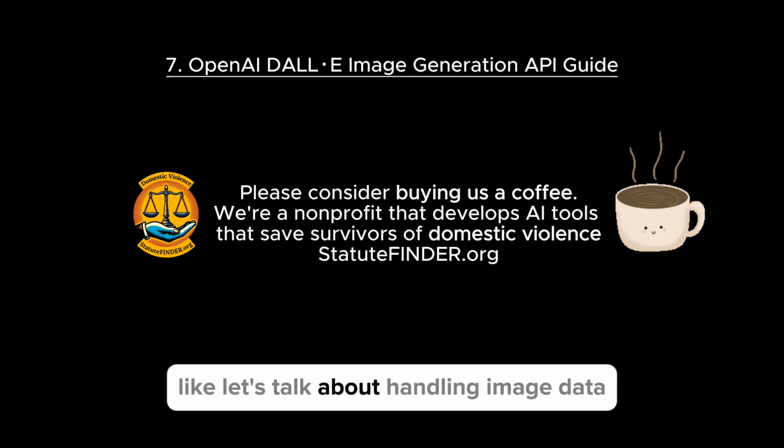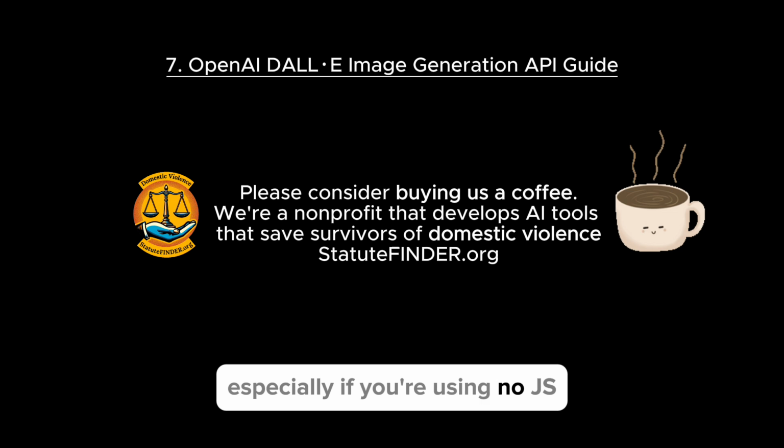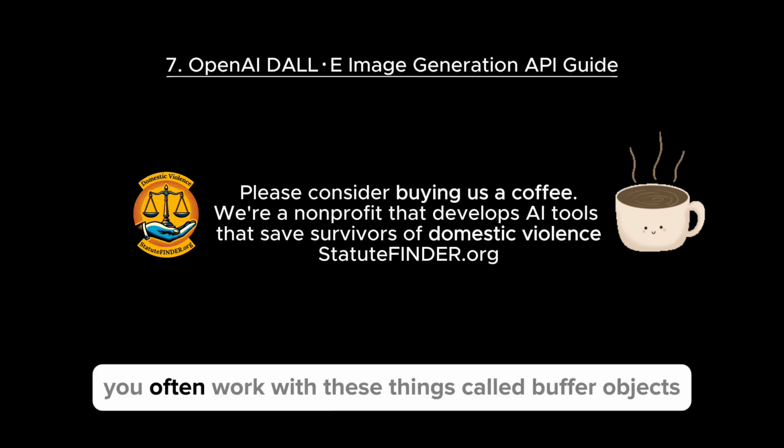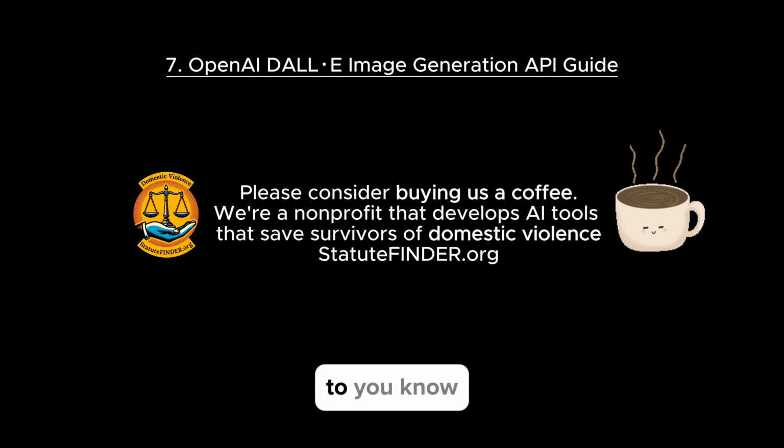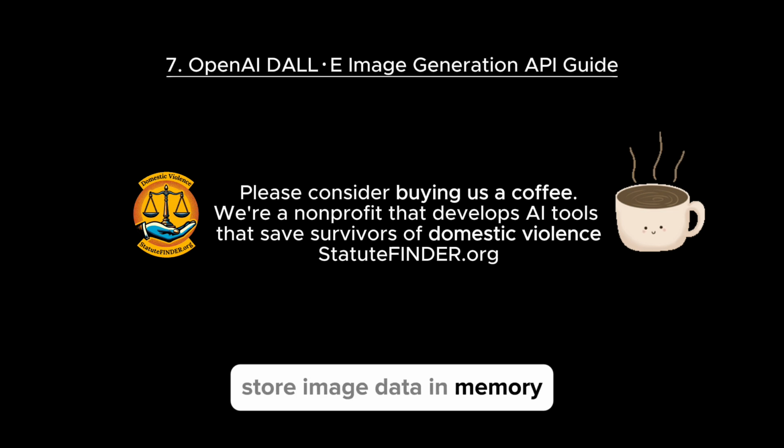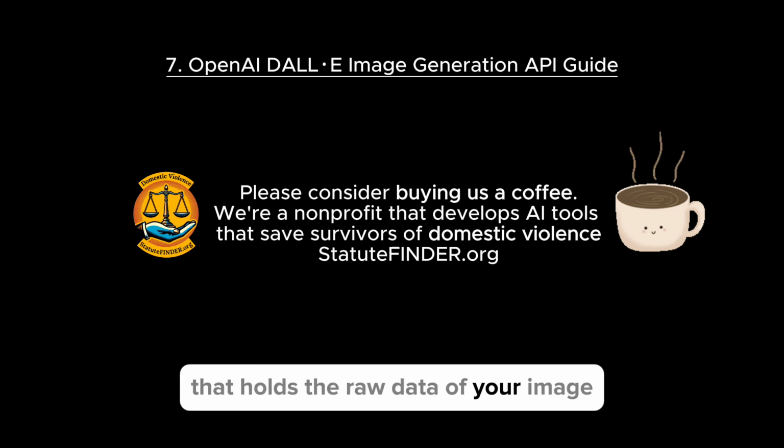Like, let's talk about handling image data, especially if you're using Node.js. In Node.js, you often work with these things called buffer objects to store image data in memory. Buffer objects. Okay. That's a new one for me. What are those all about? You can think of a buffer object like a temporary container that holds the raw data of your image.